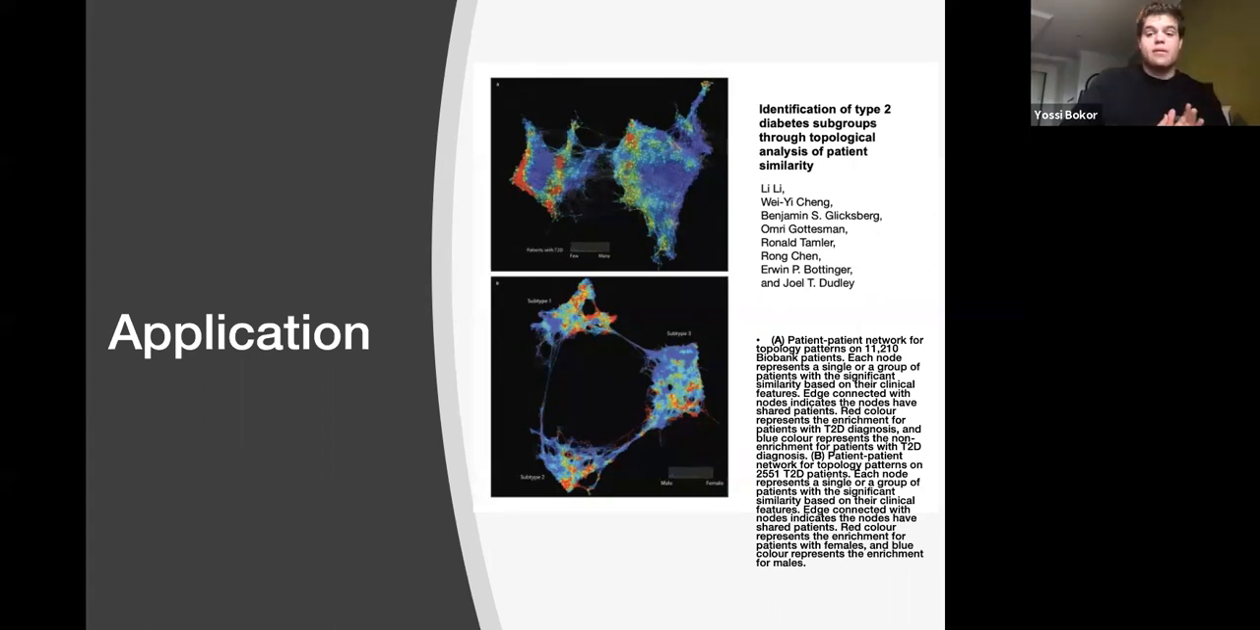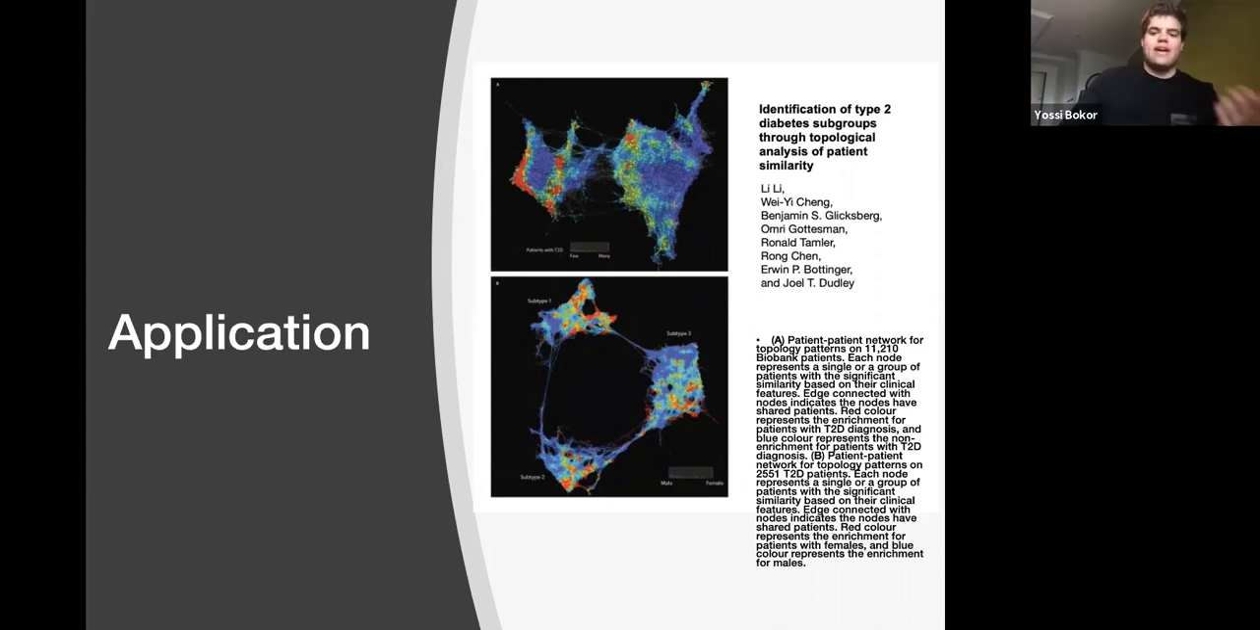What they did is each point represents either a single patient or a group of patients. And if it's a group of patients, then the individuals in this group have clinically significant similarities in a significant number of clinical markers and observations. And so for all intents and purposes, we can merge them. And then edges, as it says here, connect nodes and indicate that the nodes share patients. Red colors are enrichment for patients with T2 diagnosis, and blue is non-diagnosis. And they used this to identify three subtypes of type 2 diabetes, which I personally think is super, super cool.